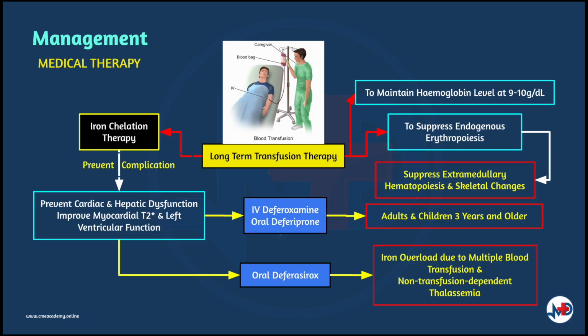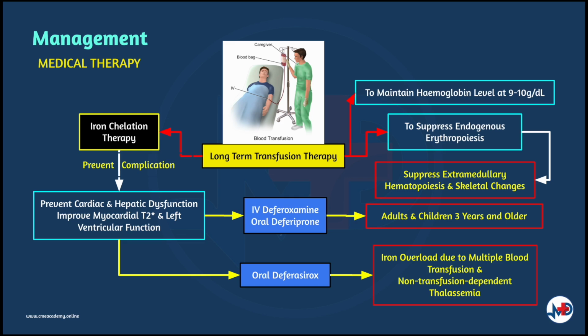Medically, you can manage thalassemia, especially in severe forms, by long-term transfusion. The main goal of hypertransfusional support is to maintain the patient's hemoglobin level at 9 to 10 grams per deciliter, which can improve their well-being while simultaneously suppressing enhanced erythropoiesis.